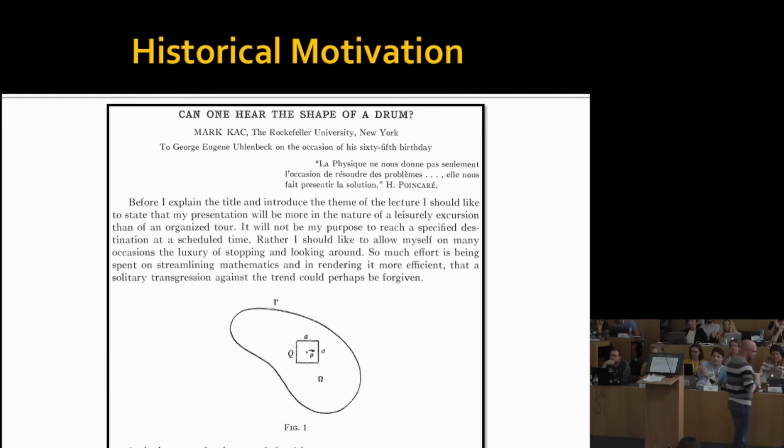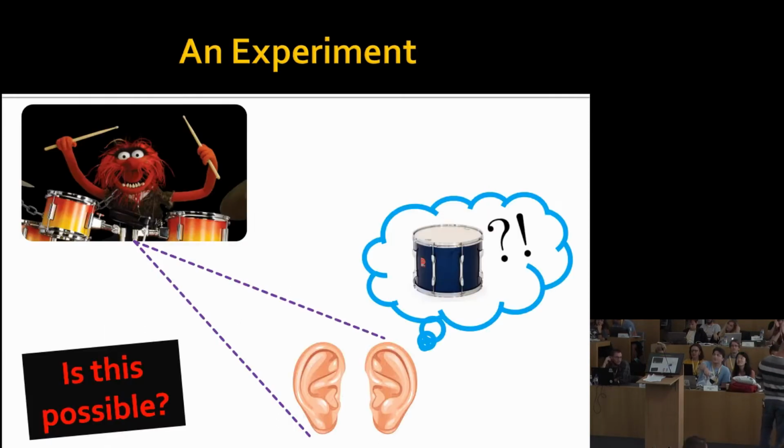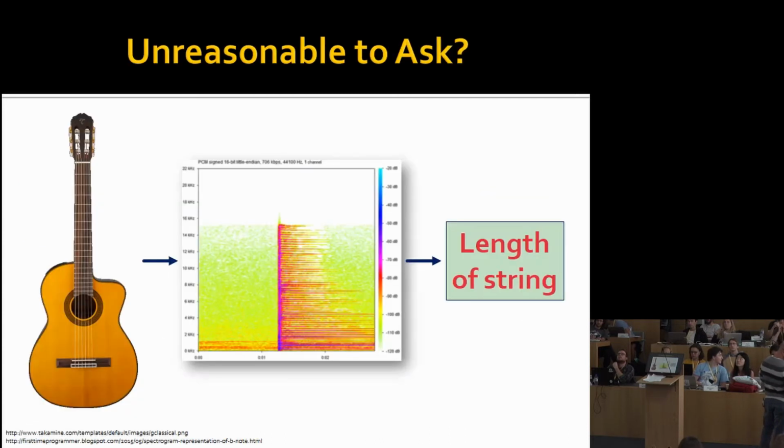Yeah. So, right. So let's illustrate our experiment a little more. So here's an animal from the Muppets, and he hits the drum. You hear it, and the question is, is that possible? Initially, this seems a little bit crazy, right? I mean, if you think about audio, it's sort of a one-dimensional signal, right? I mean, there's frequency, and that's it. But here's an example where you can.